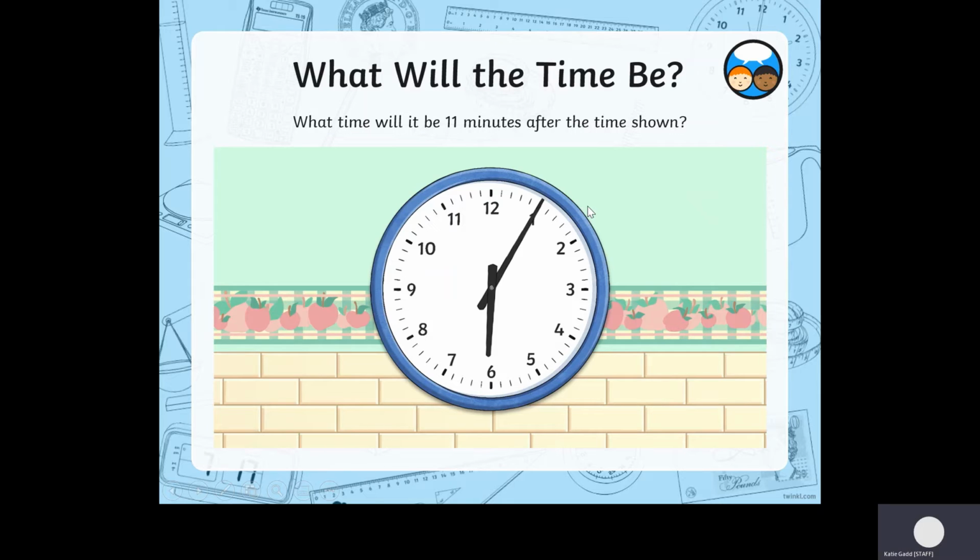Okay, another example. What time will it be 11 minutes after the time shown? Pause the video and have a think. So I know 11 is made up of 10 and 1. So we can jump in 2 lots of 5, 5, 10, and then add another 1, 11. So let's see if the clock gets to the same place as me. So it's 16 minutes past 6.